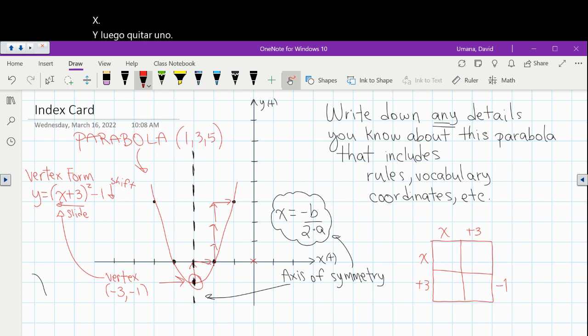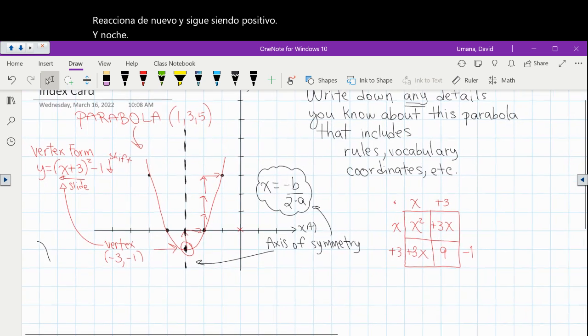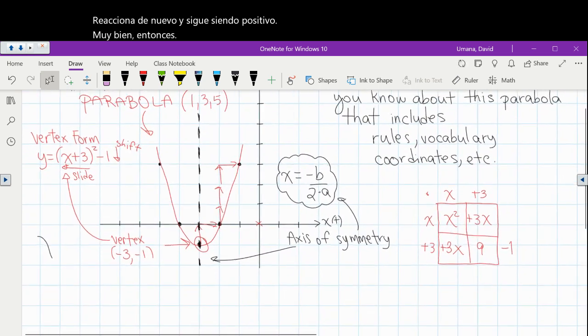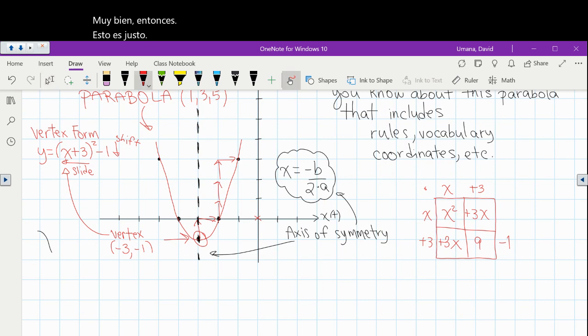Okay? Somebody help me fill it out. X squared. 3x, and is a positive. 3x again, and it's still positive. And 9. All right, so this is just, let's go that far. So now, underneath, that's this piece. So I have y equals x squared, 3 and 3 makes 6x. 9 take away 1 makes positive 8.